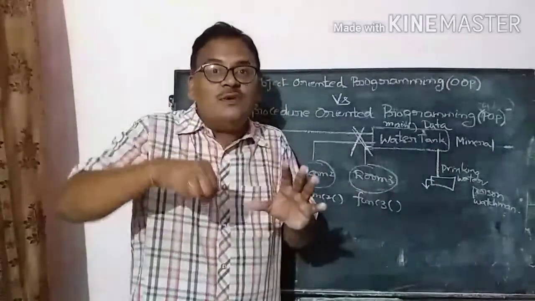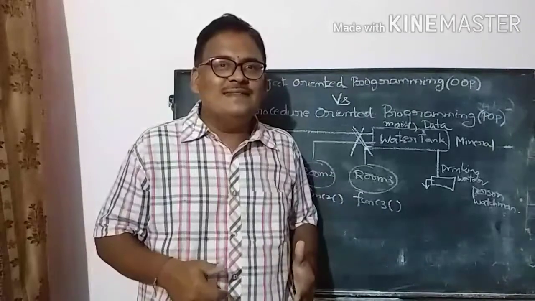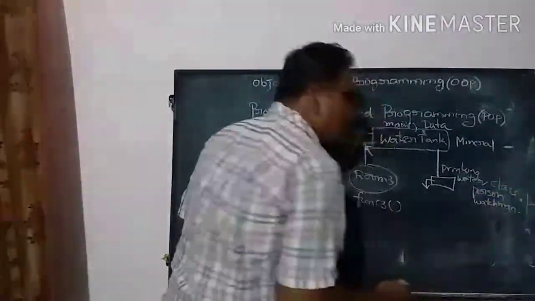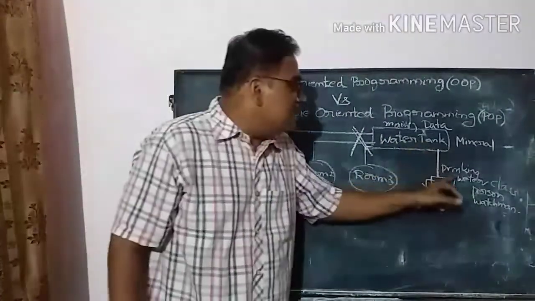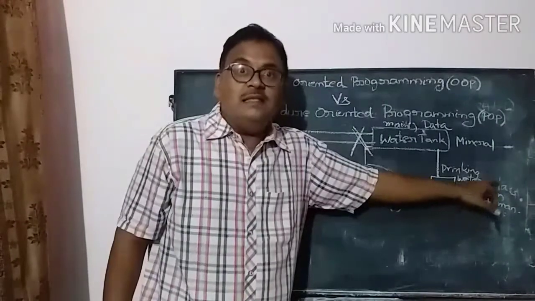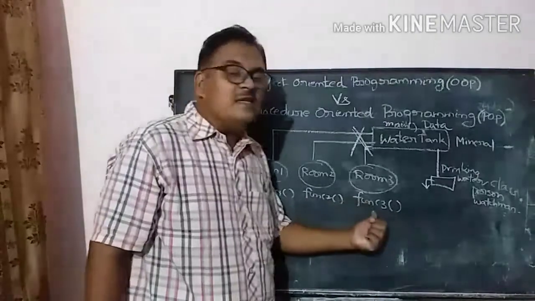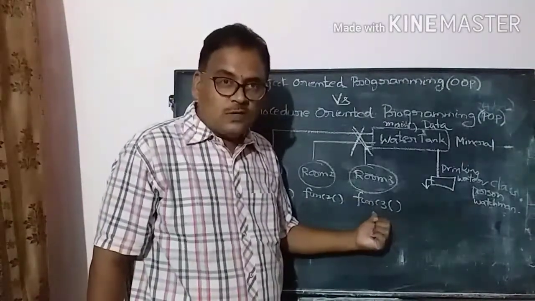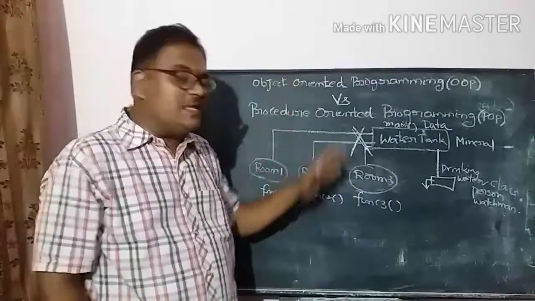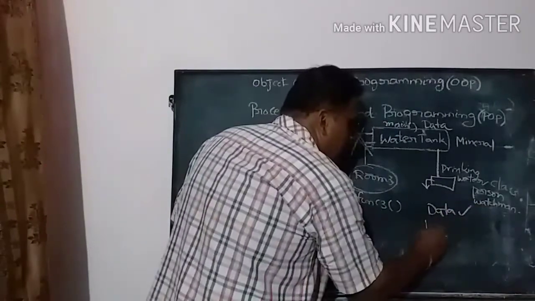So data is insulated by a person. That person is called a class. This data exists and is arranged in a class. This class will provide it to function 1, function 2, function 3. So in object oriented programming, we concentrate on data rather than logic.